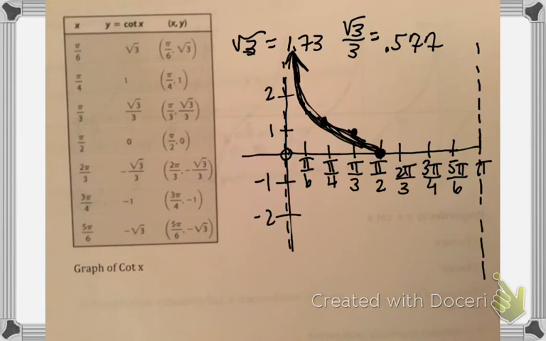2 pi over 3, we get negative 0.57. And then negative 1 for 3 pi over 4. 5 pi over 6 is negative 1.7, and once again we have this situation. So it looks very much like tangent, except it's literally reflected. If you had a y-axis, it would be reflected across it. So they look alike. So let's go ahead and fill out the rest of this.